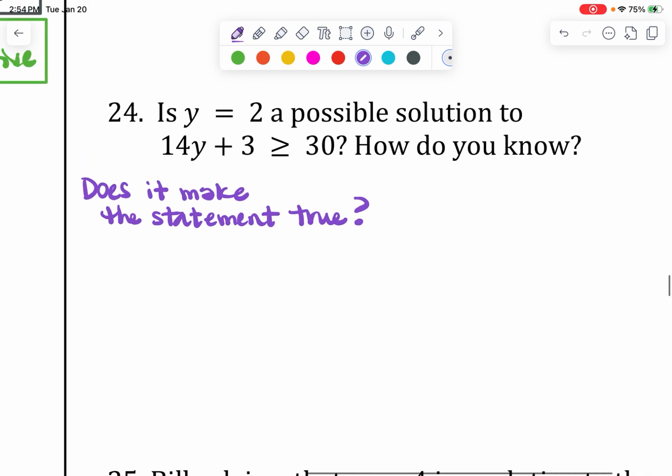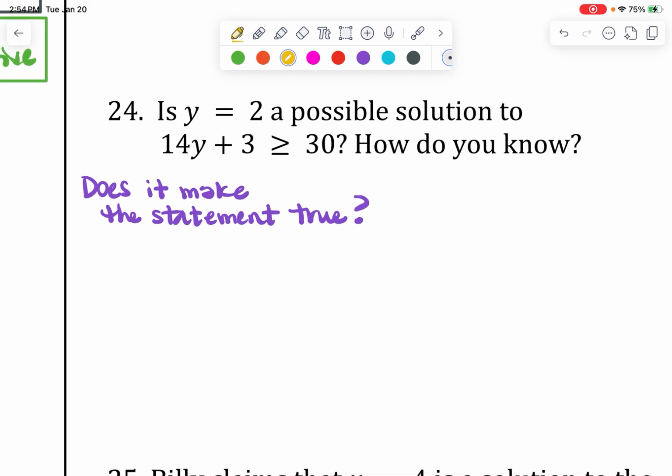Well, I don't know. I'm going to plug it in. So wherever I see a y, oh, there's one right there. I'm going to substitute a 2 in its place. So 14 times y, which is 2, plus 3, is that greater than or equal to 30? I'm going to put a question mark right there because that's what I'm trying to answer. Well, I'm just going to go ahead and do that in my calculator, right, if you want to. 14 times 2 is 28.